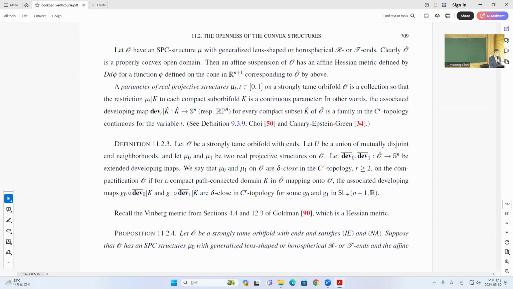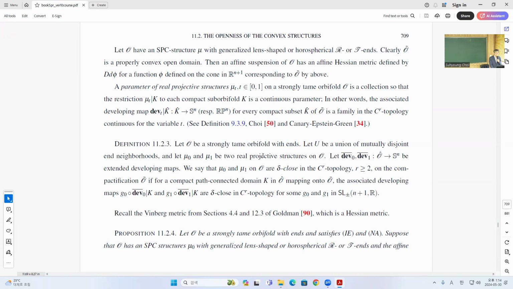And so what we want to do is, suppose we have some parameter of real projective structures, and then we restrict this to any compact suborbifold. This is again a continuous parameter. So that means that you have this developing map in any compact subset of this universal cover is a family in C^r topology continuous with respect to the variable t here.